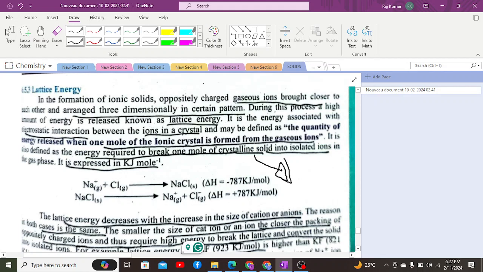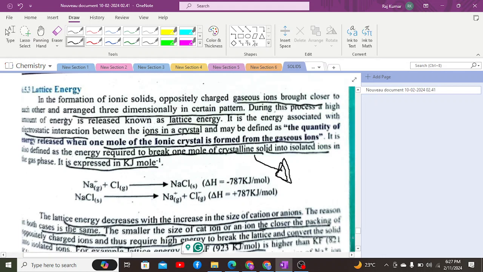To explain it in terms of the Born-Haber cycle, we take the combination of sodium and chloride ions to form sodium chloride, and it is expressed in kilojoules per mole. If it is in terms of releasing energy by the combination of the gaseous ions, then it would be negative, indicated by a negative sign due to an exothermic process. If sodium chloride is decomposed into sodium and chloride ions using a gain of energy in an endothermic process, there would be a positive sign.